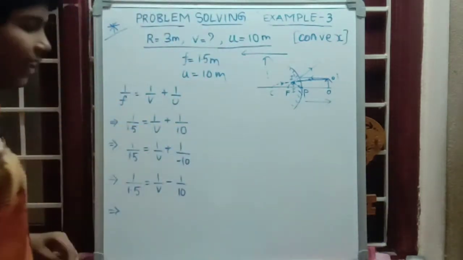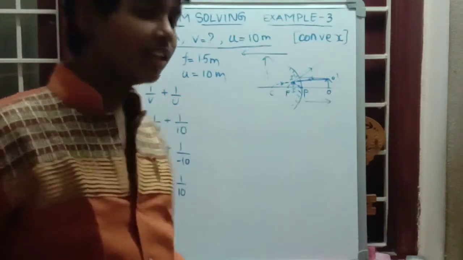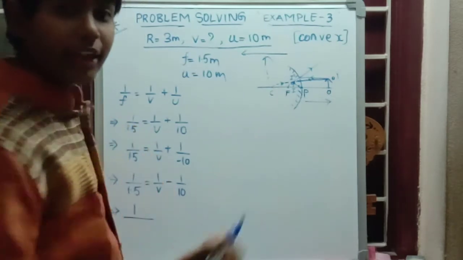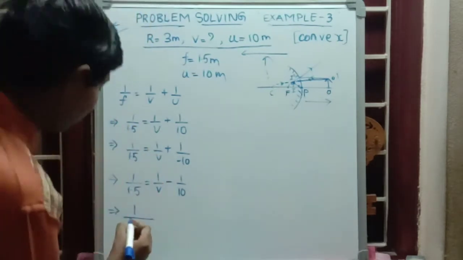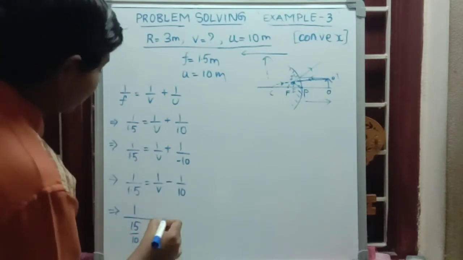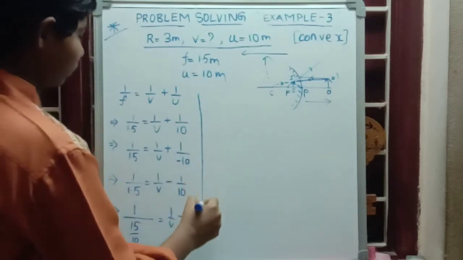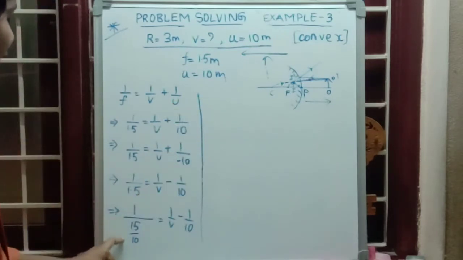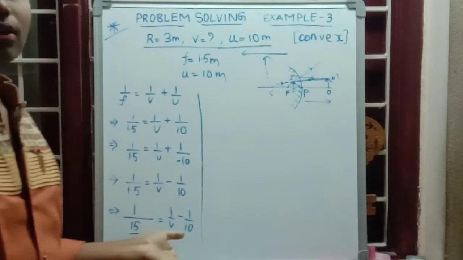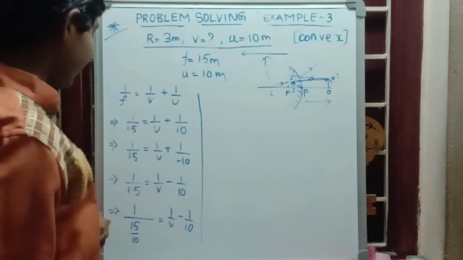1.5 we can write as 15 by 10, writing the decimal in fraction. 15 by 10 is 1.5, same. So 15 by 10 is equal to 1 by V minus 1 by 10. 1 by 15 by 10: 1 by a by b means b by a, the reciprocal. The denominator goes up.